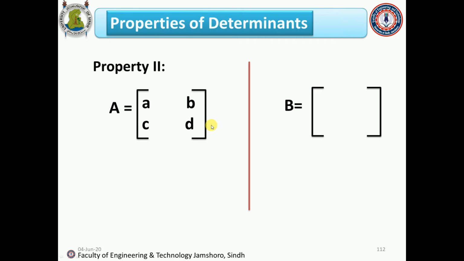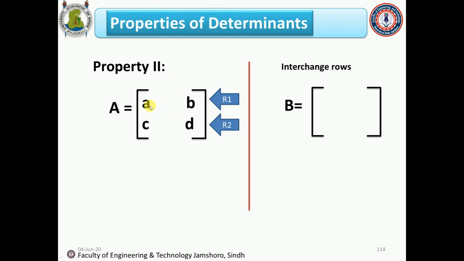So how can it be obtained from this matrix? Because if we write the same elements as here, both will be the same, so something will be changed. So how? We just interchange the rows of a matrix. What do you mean by interchanging the rows?